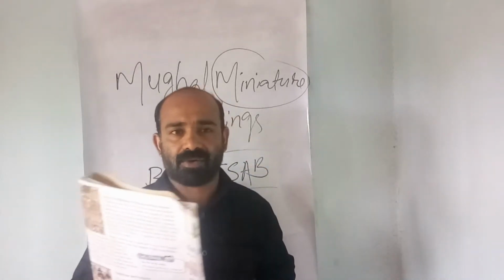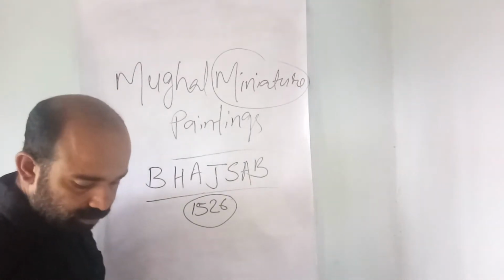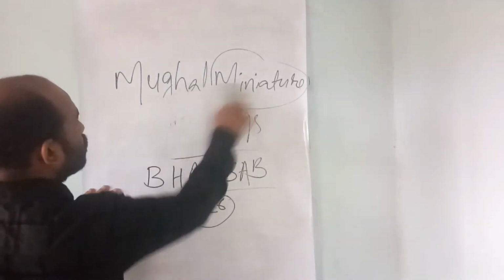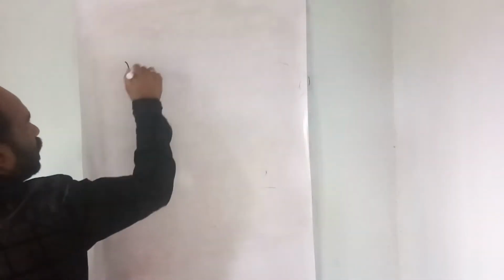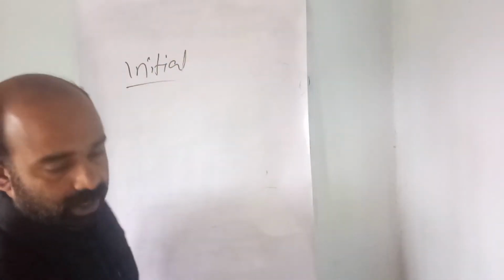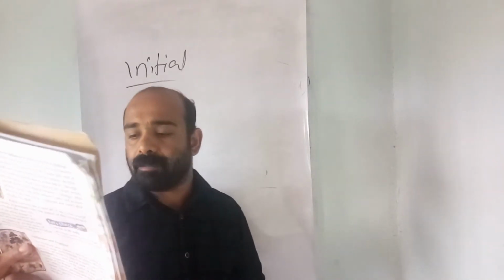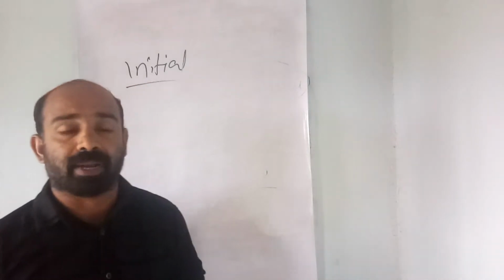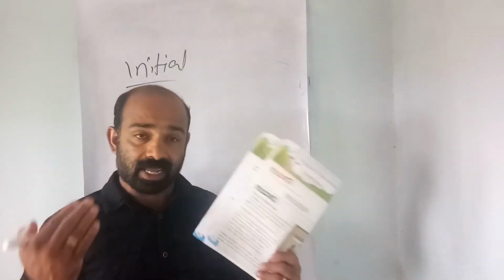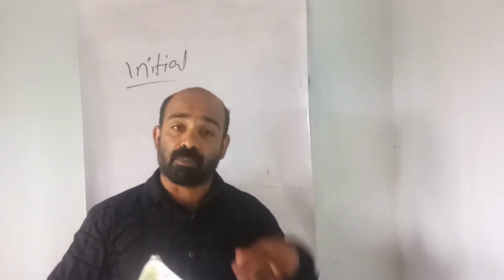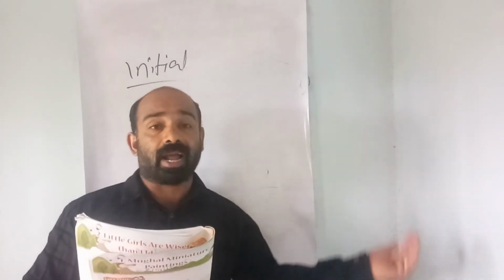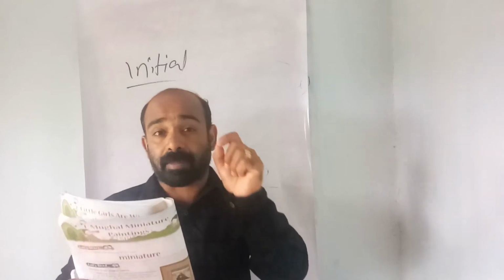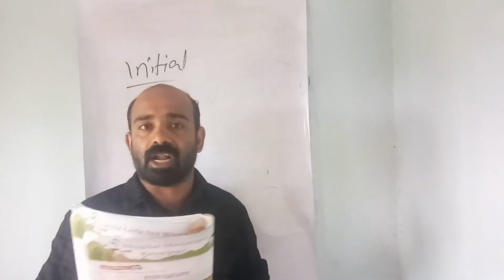In its initial phases, initial, it is pronounced as initial. In its initial phases, Mughal miniature paintings showed the influence of Persian painting. In the beginning of the development of miniature paintings under Mughal rulers, it showed the influence of Persian because Mughal rulers were almost Persian rulers, Kabul rulers. So they brought the idea of miniature painting from Persia, and that's why the miniature painting which developed in India had an influence of Persian style.